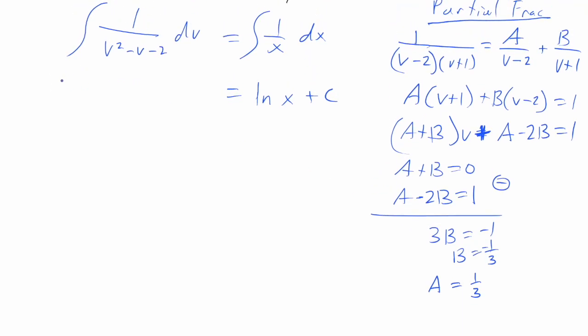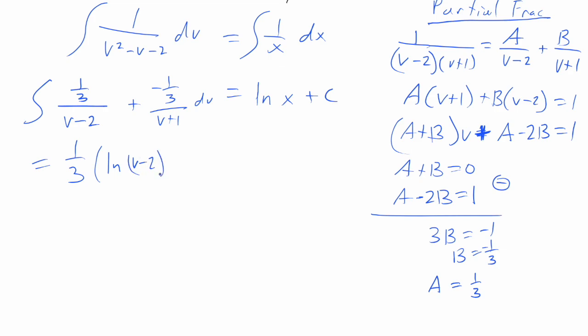So this is the same as the integral of (1/3) over v minus 2 plus (-1/3) over v plus 1 dv. And you can factor out the 1/3, and we have the integral of that is going to be, actually, do we need brackets? Yeah, sure. So ln|v minus 2|, that's going to be a minus ln|v plus 1| equals ln x plus c.